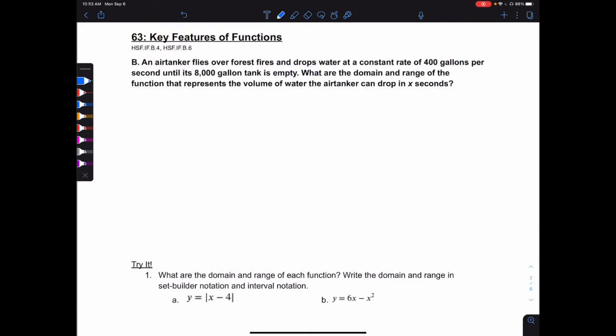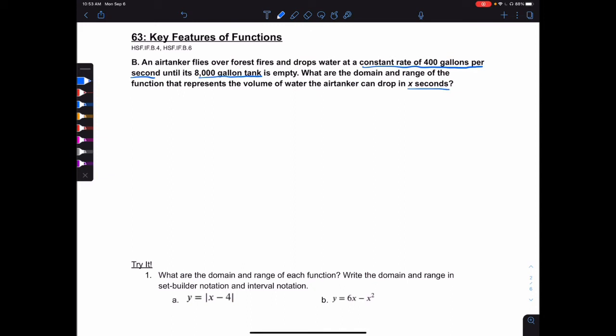In this video, we're going to look at topic 63, example 1, part B. We're told an air tanker flies over a forest fire and drops water at a constant rate of 400 gallons per second until its 8,000 gallon tank is empty. What are the domain and range of the function that represents the volume of water the air tanker can drop in x seconds?